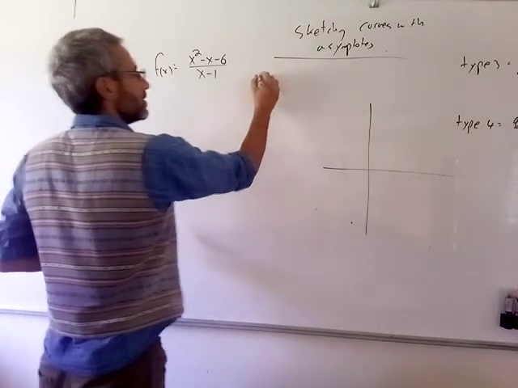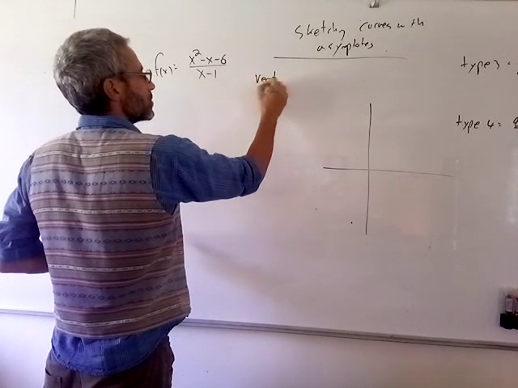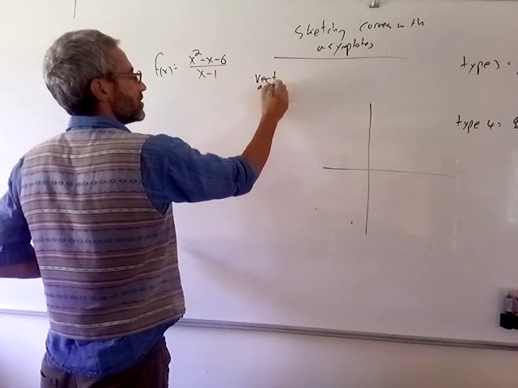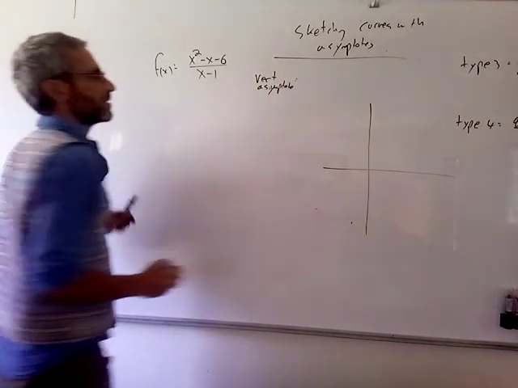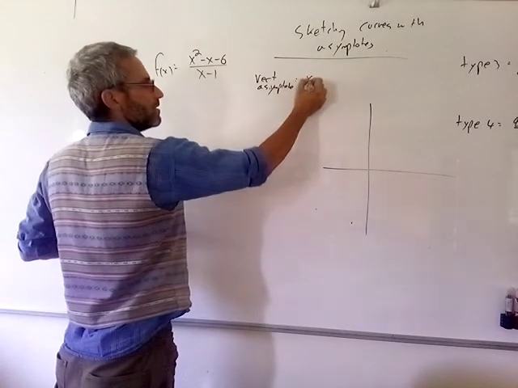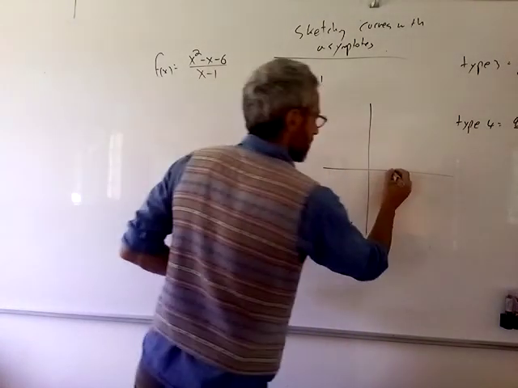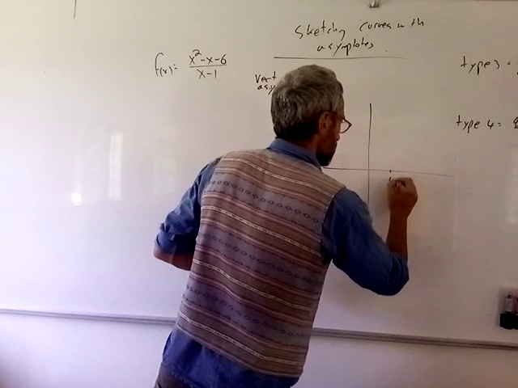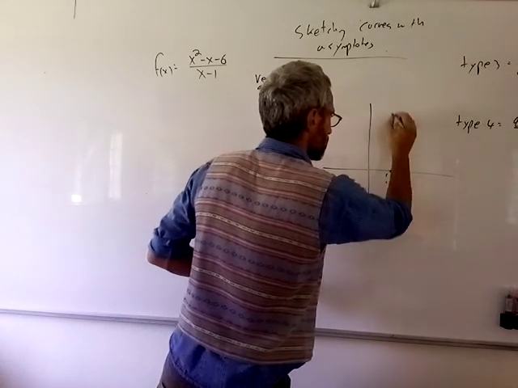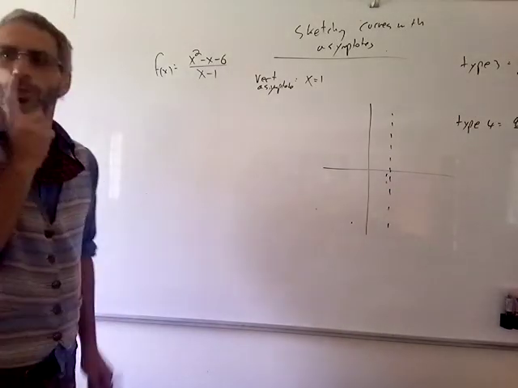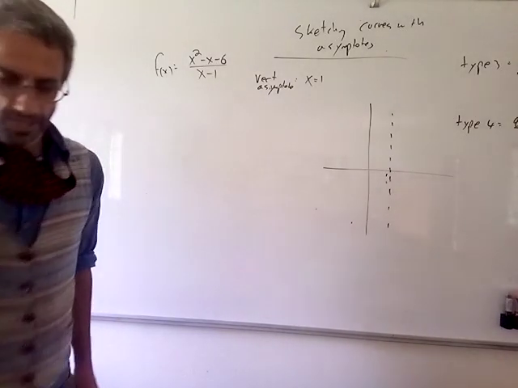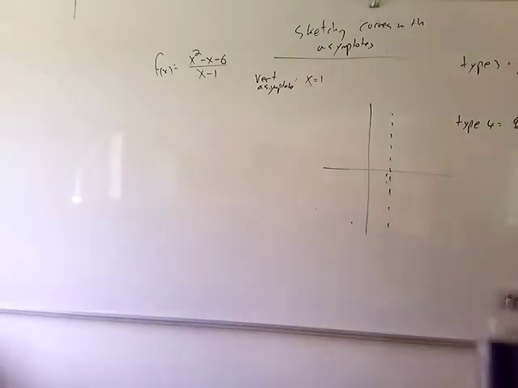Okay, vertical asymptote. Remember what a vertical asymptote is? Well, it's undefined. x equals 1. So very easily you can see 1 is going to be the vertical asymptote. Okay, cool. Horizontal asymptote. Let's just think about that. I'm going to pause and talk to you.